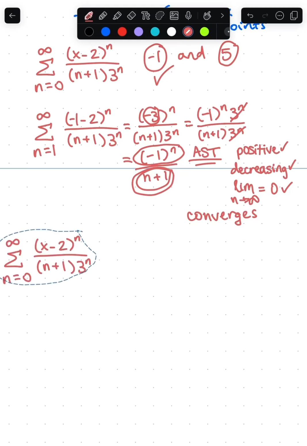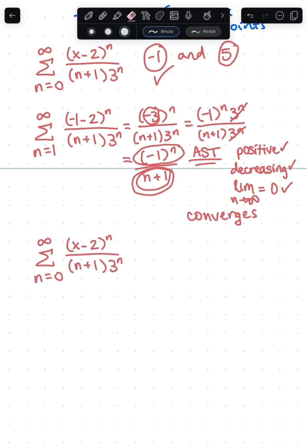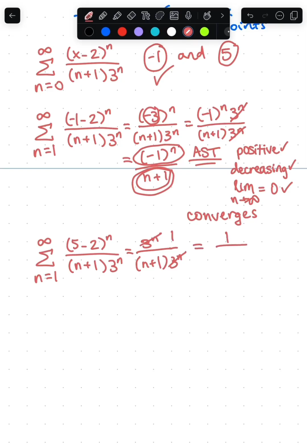So now we verified that negative 1 is included in our interval of convergence, but now we need to test for 5. Again, increment the index by 1, plug in 5. We get 3 to the power of n over n plus 1 times 3^n. And look at that, the 3^n's already cancel out, leaving us with 1 over n plus 1. And again, we take the dominating coefficients, which is just 1 over n, and oh my god, it's a harmonic series. So that means it diverges.